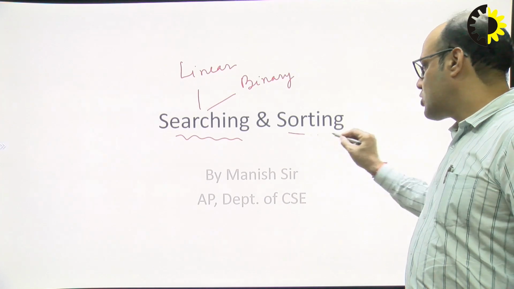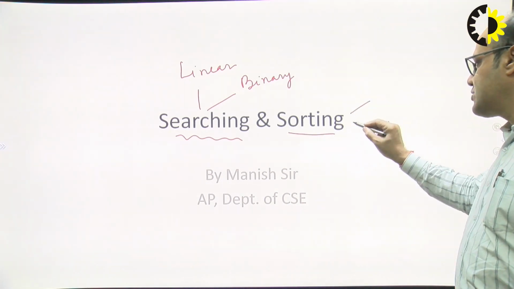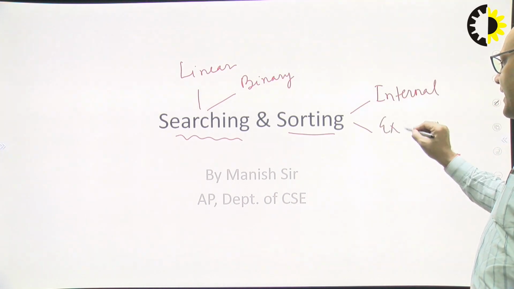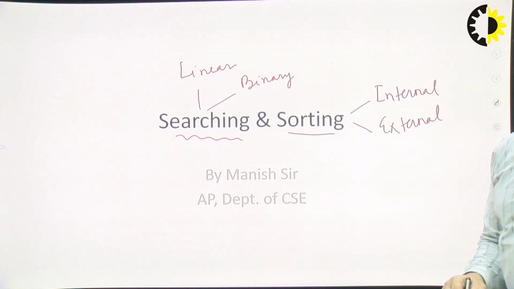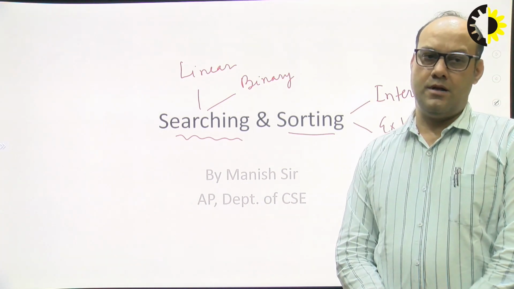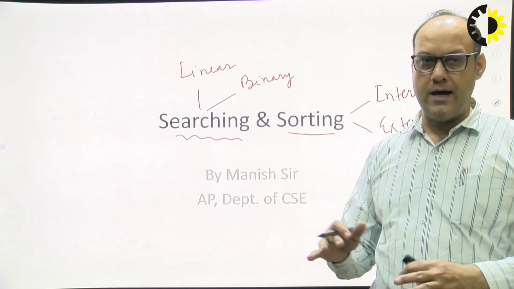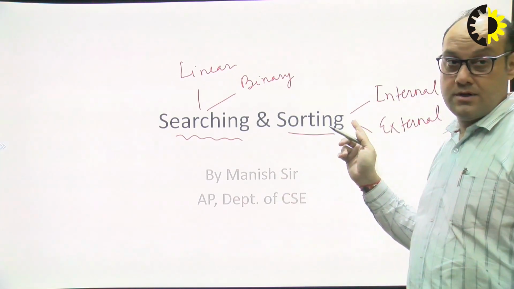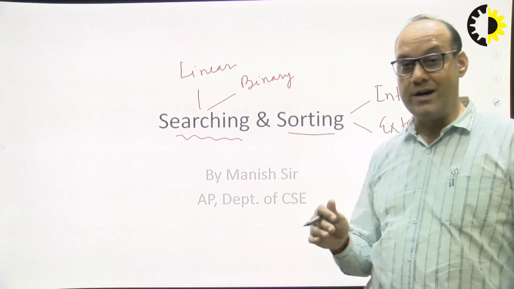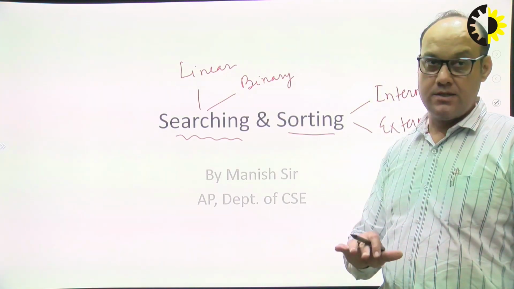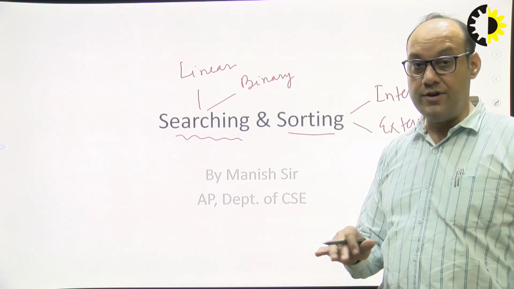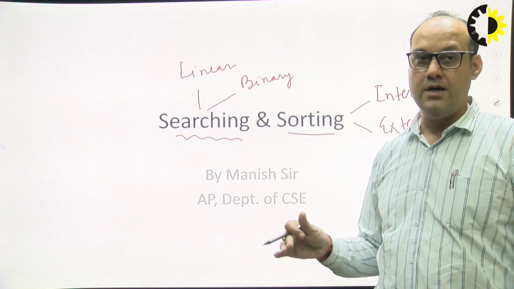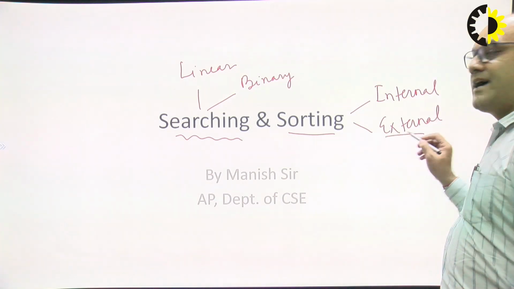And sorting is categorized into two types: internal sorting and external sorting. Internal means that the number of elements we are going to sort are sorted in RAM, in internal memory, so the name comes internal sorting. And when secondary storage comes into the picture, meaning we have a large number of elements and need to store those elements in external storage, that is secondary storage, that is hard disk, then the name comes external sorting.